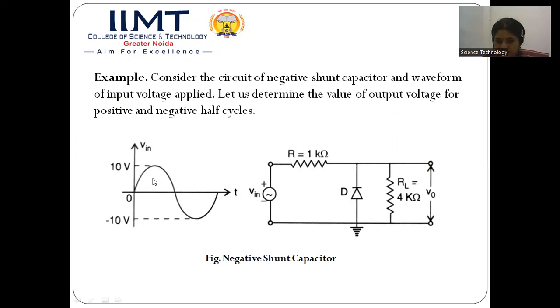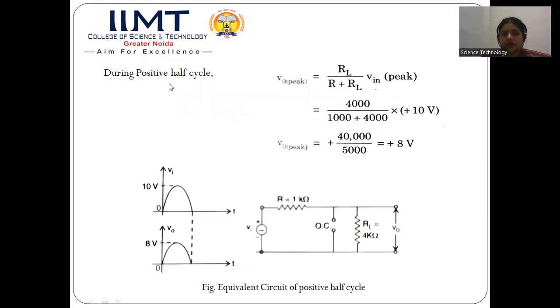During the positive half cycle, this diode will be reverse bias and we will get the output. And during the negative half cycle, this will become forward bias and there will be no output. So we can calculate the output voltage in the positive half cycle. Again, this is R and RL, it will become a voltage divider. And by using this relation, we can calculate the peak value of the output voltage. This is coming out to be 8.